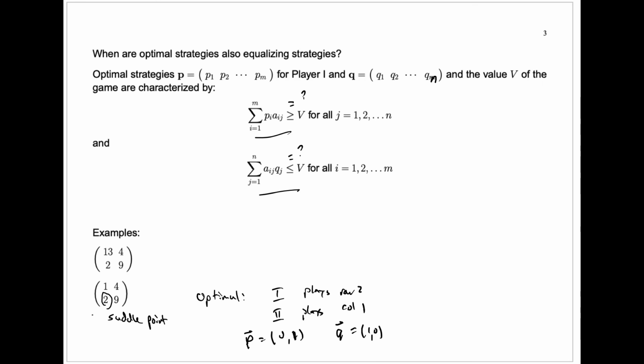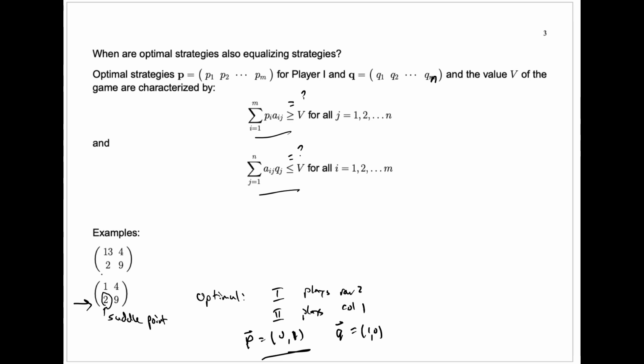Each player can assure himself, in fact, both players will always get a payout of exactly 2. Remember, that's 2 from player 2 to player 1. Neither player can do better with a mixed strategy. And you notice these are not equalizing strategies. Player 1 doesn't do just as well. If player 1 plays this optimal strategy, always picking row 2, player 1 does not do equally well, regardless of player 2's choice. Player 1 can guarantee at least this value 2, the value of the game, but player 1 would just love player 2 to play column 2, then player 1 gets 9 instead.